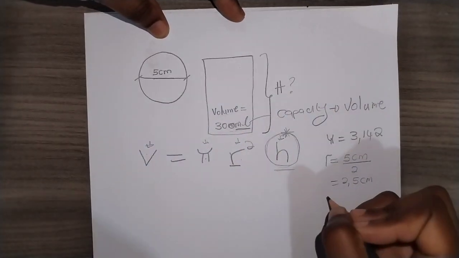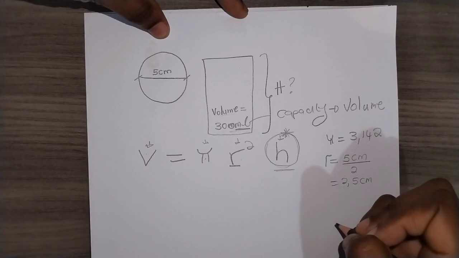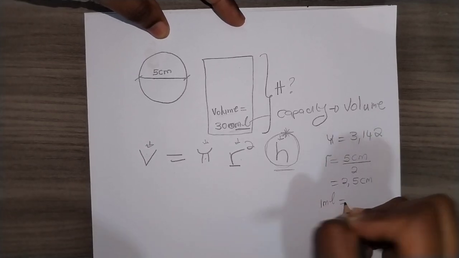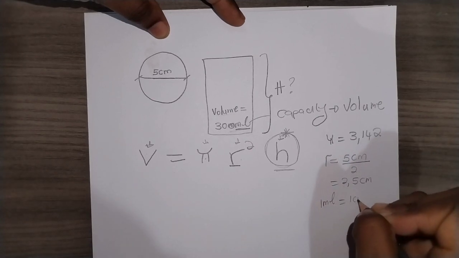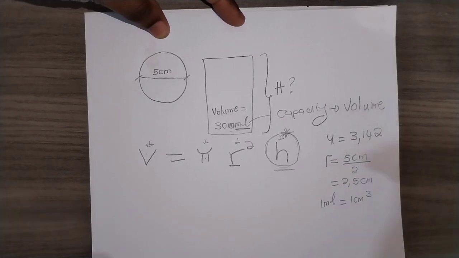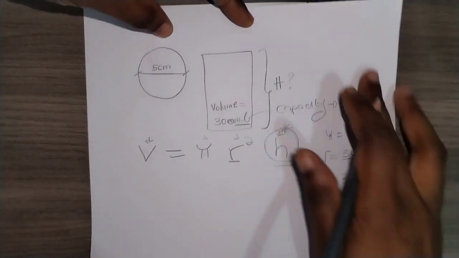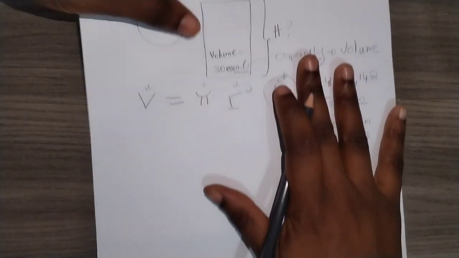And now I'm going to come to my volume. As you can see on the conversion factor, it says 1 milliliter, this would be given to you, is equal to 1 cubic centimeter. So I'm going to use this to convert my what? My capacity to actual volume.